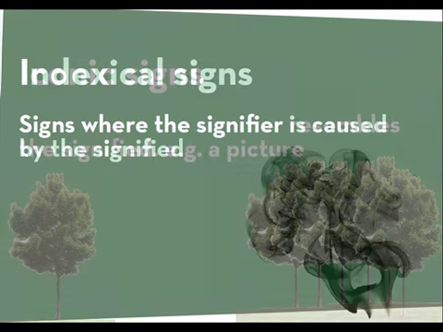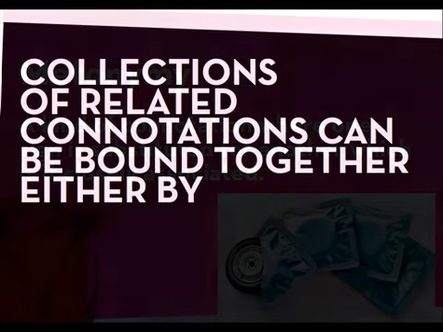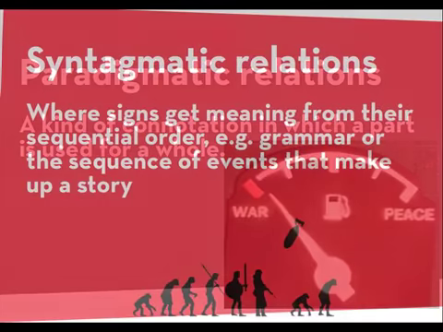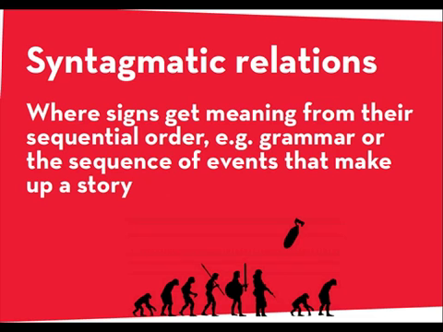So just to wrap it up, we went through a lot of slides. Metonymy, paradigms, syntagmatic relations, where signs get meaning from their sequential order, grammar or sequence of events that they make up a story. What's the story there? Evolution of man. And then it starts again. Yeah, someone said Planet of the Apes. That's a really, really good relationship there. I mean, that's the way that we could explain the whole film.